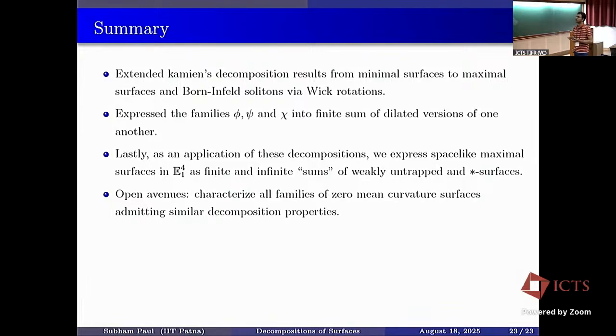So what are the open questions? The question that still remains is that we need to characterize all such families of ZMC surfaces which admit similar kinds of decompositions, and what type of analytic properties a height function has that admits such decompositions.